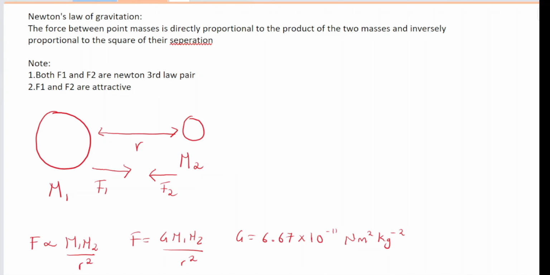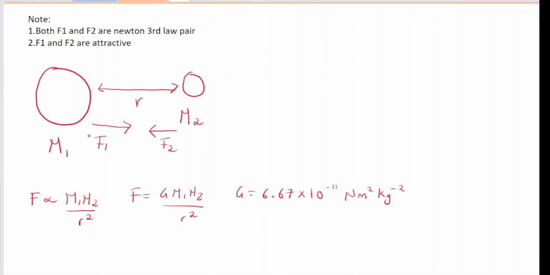That's what Newton says. When you have two masses and they're separated by a distance r, both of them will experience a force. And these two forces will be attractive towards each other, and they are Newton's third law pairs. You can see that this one is going to the right and this one is going to the left. And this is where the formula comes in, which is F equals G m1 m2 over r squared.